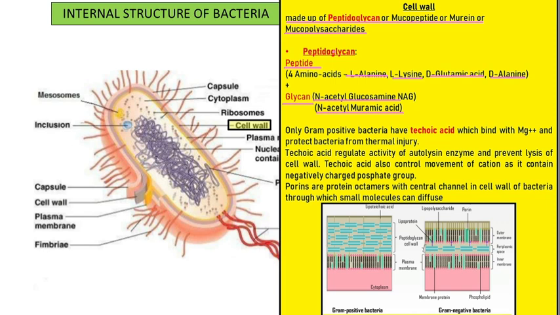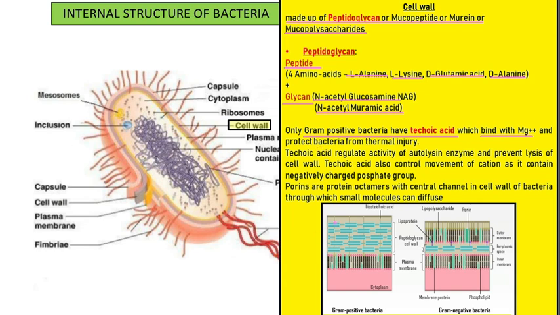So peptidoglycan means peptide and glycan are the main components in the cell wall structure. Peptide includes 4 amino acids, L-alanine, L-lysine, D-glutamic acid and D-alanine, whereas the glycan part of the cell wall includes N-acetylglucosamine and N-acetylmuramic acid. Another quite interesting thing is that we have different types of bacteria, gram-positive and gram-negative. But gram-positive bacteria have teichoic acid. This teichoic acid binds easily with magnesium and protects bacteria from thermal injury.